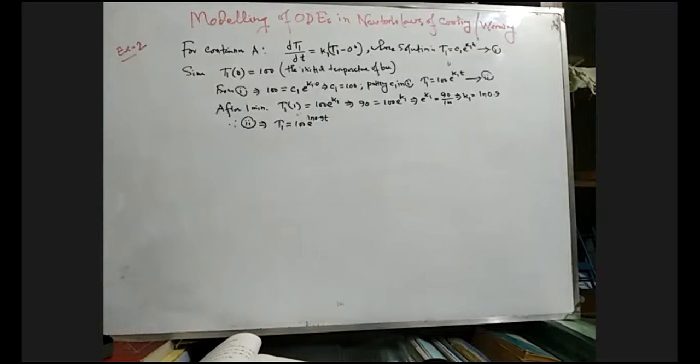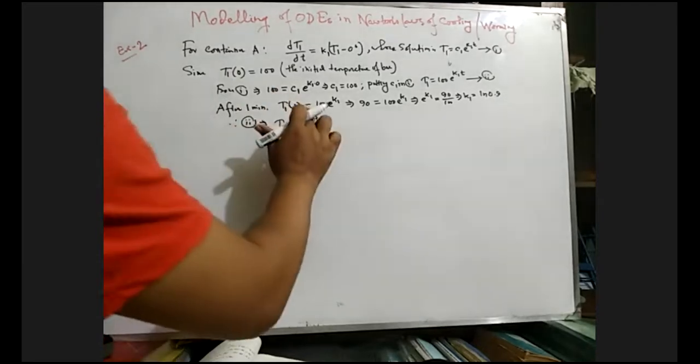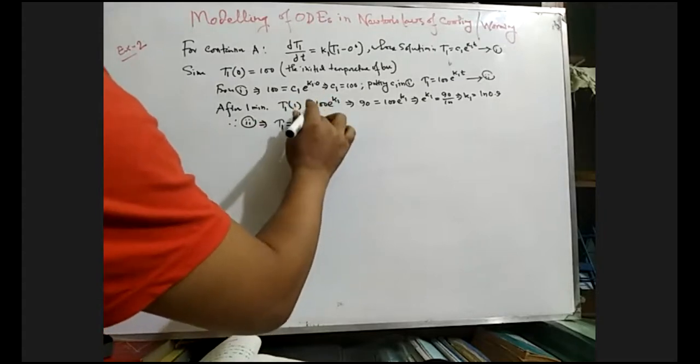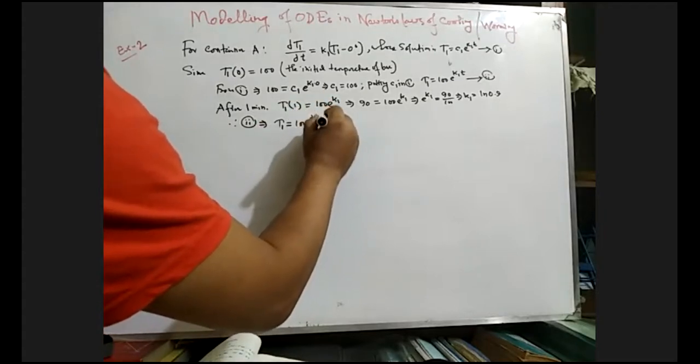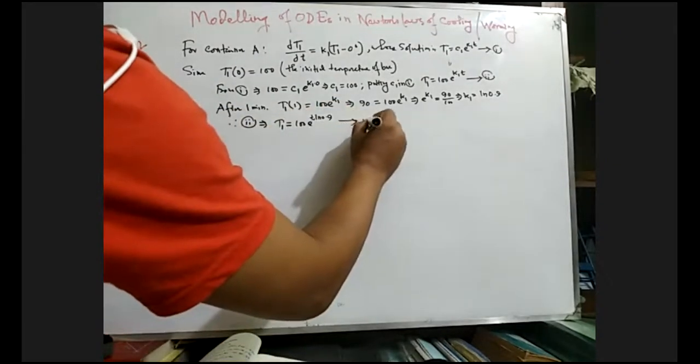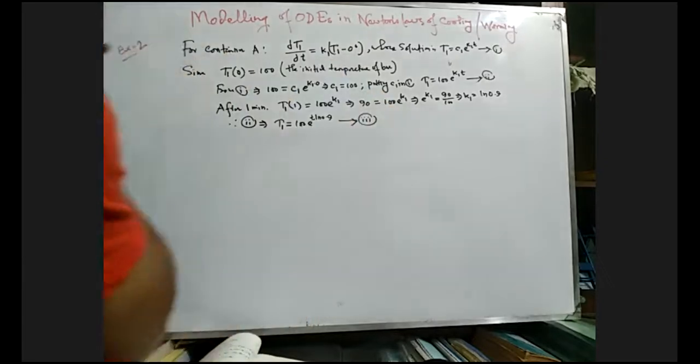So from equation 2, we get T1 equals 100 e to the power t ln 0.9. Sorry, this t we must write before ln, t ln 0.9. This is another equation, number 3.